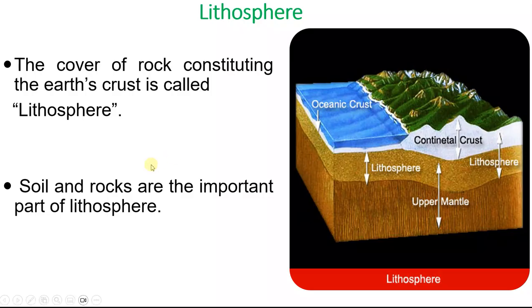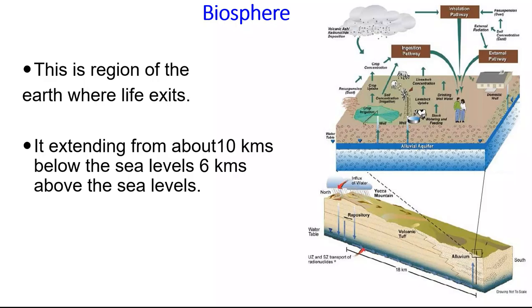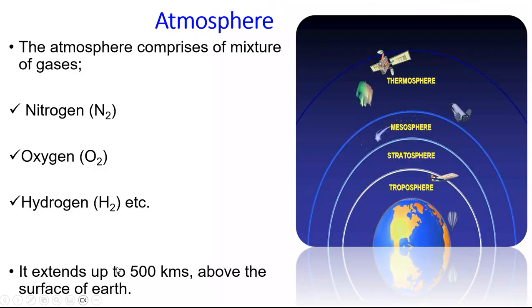Here we have the introduction of lithosphere. The cover of rock surrounding the earth is called lithosphere. Soil and rocks are the important parts of lithosphere. Then biosphere. This is the region of the earth where life exists, extending from about 10 kilometers below sea level to 6 kilometers above sea level.